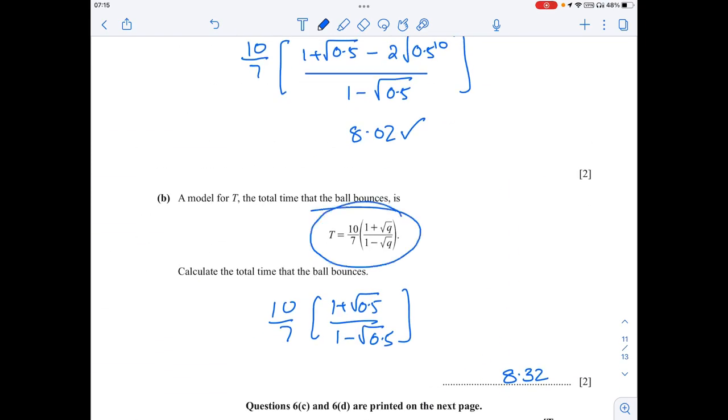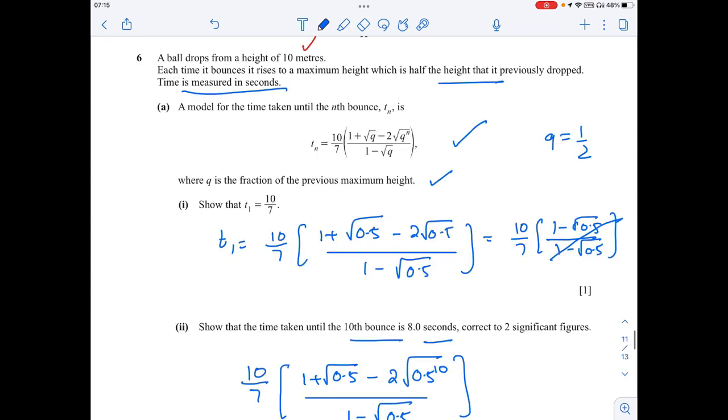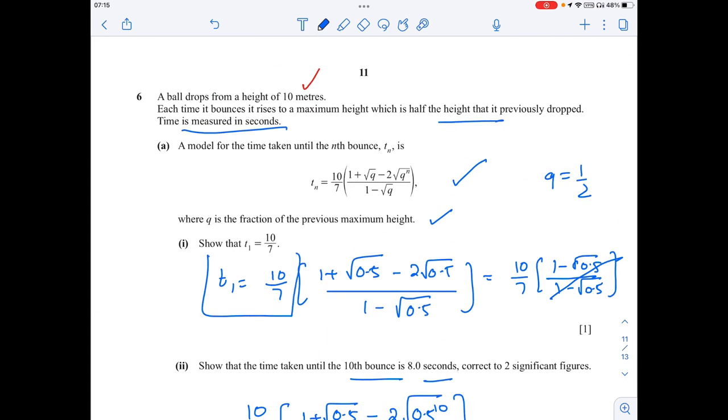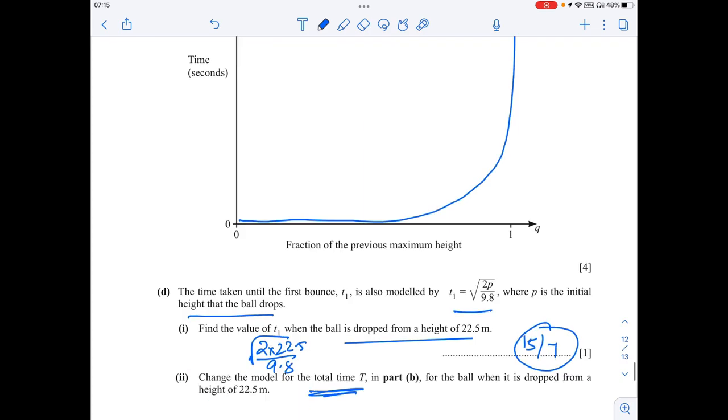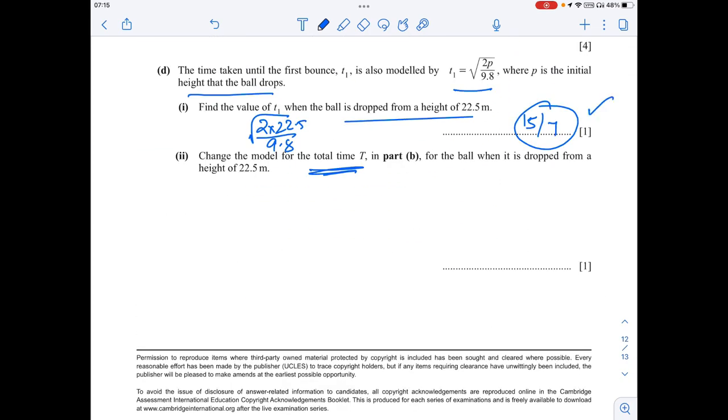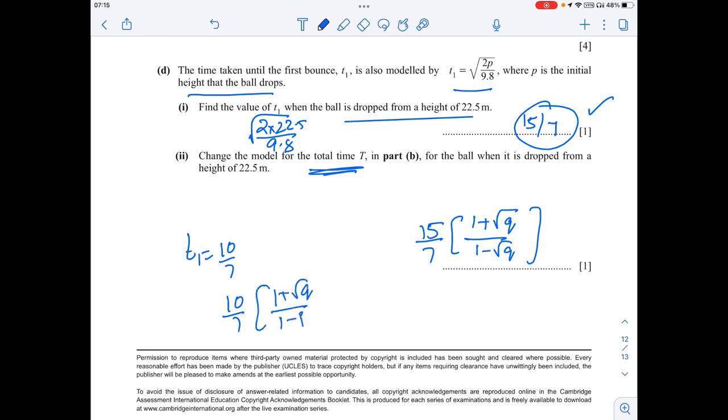Calculate the model for the total time T. What is the total time formula? T equals 10 upon 7 times (1 plus square root of q) by (1 minus square root of q). What is this 10 upon 7? It is T1 when T1 is 10 upon 7. Over here we got T1 as 15 upon 7, so our formula will be 15 upon 7 times (1 plus square root of q) upon (1 minus square root of q). Since T1 is 15 upon 7, the formula changes accordingly.